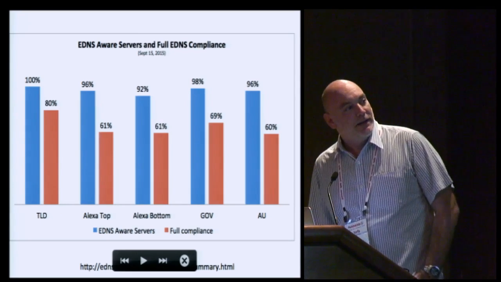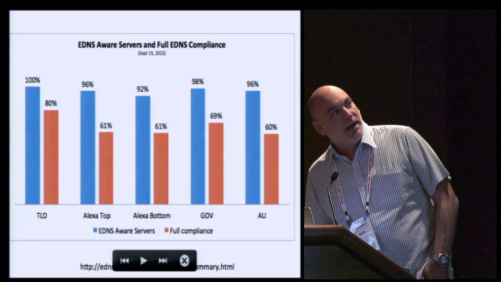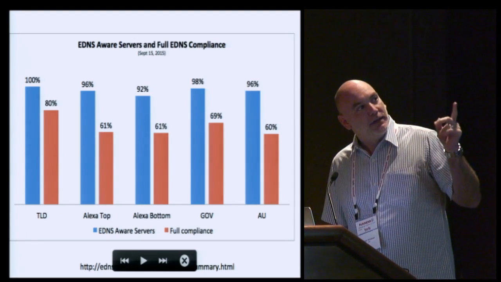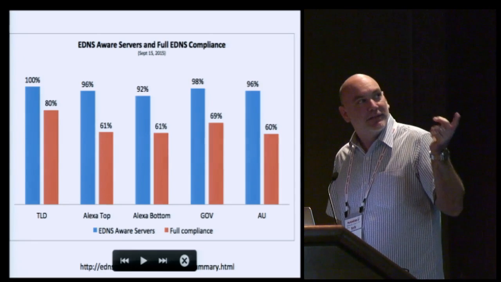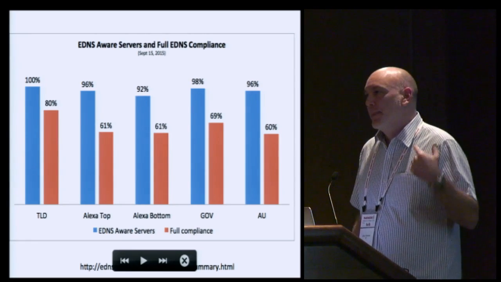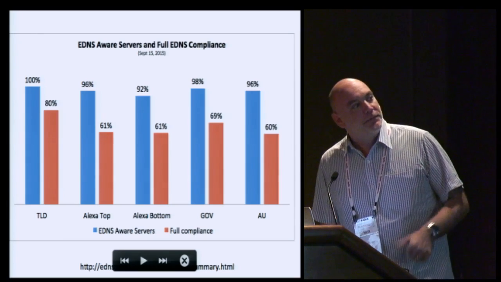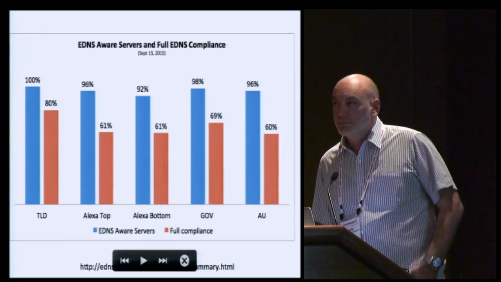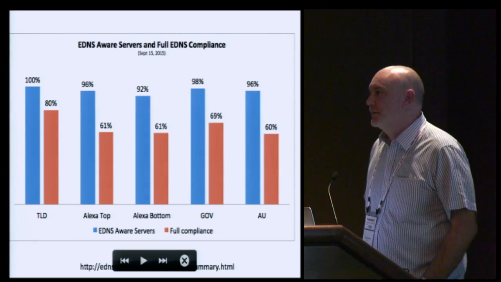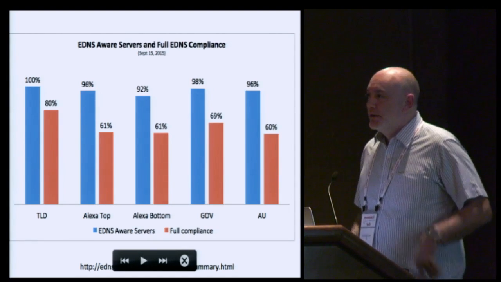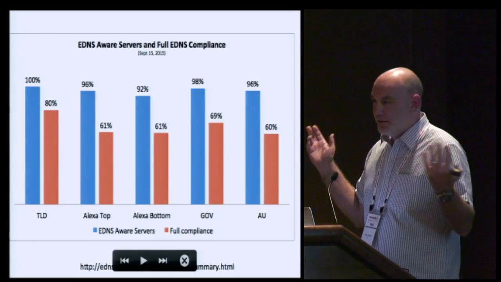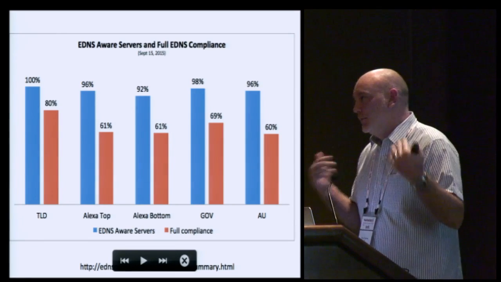Here we've graphed that. Roughly, we've had pretty good success with servers being EDNS aware. But we really fail when we look at full compliance with EDNS0, which is around 60%. At this point, this isn't the DNS server software. All the vendors that I know of are doing the right thing. It's more in the middleware boxes.